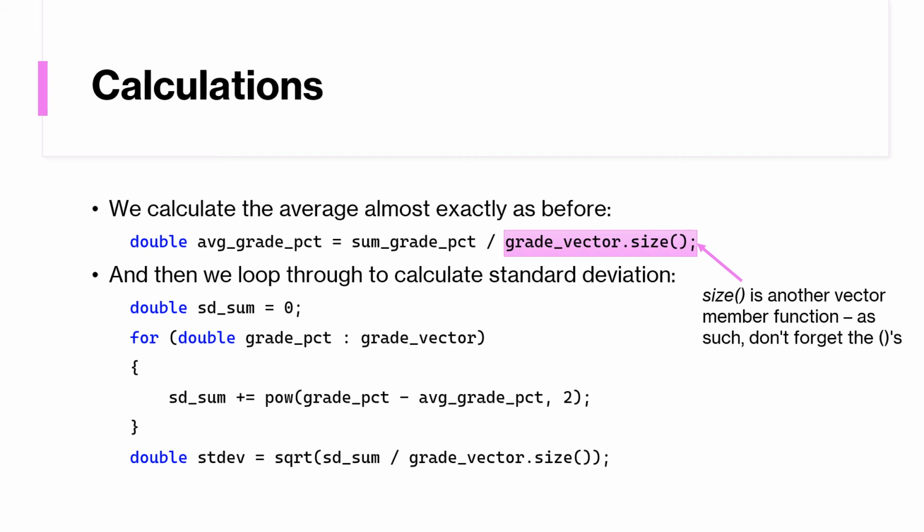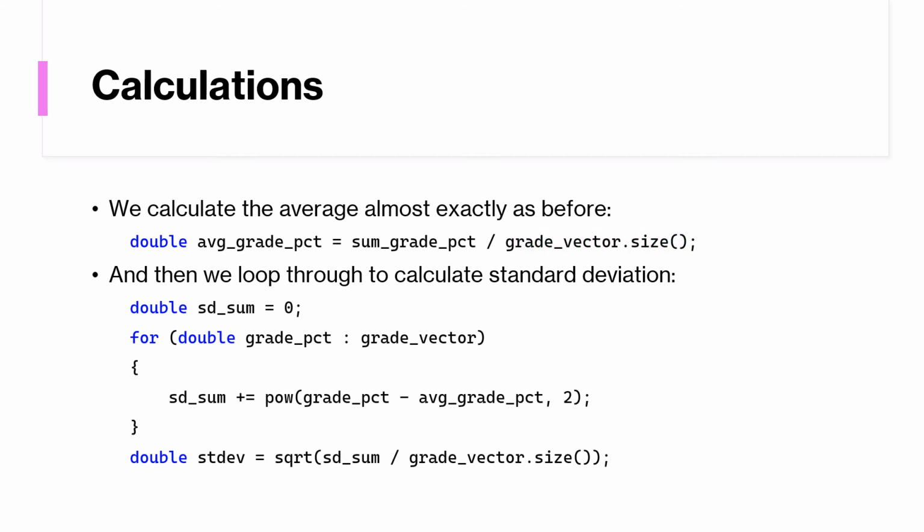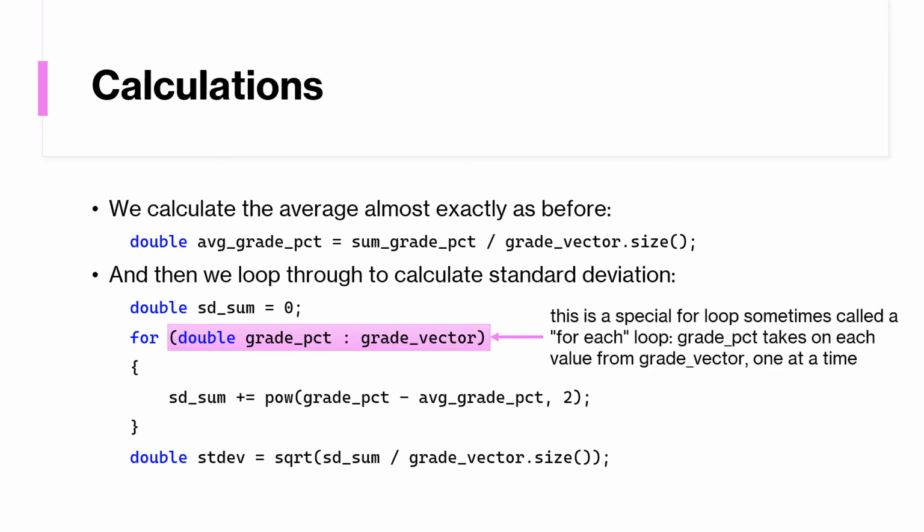Then we're going to loop through to calculate standard deviation. This is a fun special case of the for loop, sometimes called a for each loop. Again, in C#, it's actually called for each. Grade percent takes on each value from grade vector one at a time. Okay, so each run through the loop, grade percent is assigned a different value from grade vector. And by the time we've run through the entire loop, grade percent has sampled every single value in grade vector.